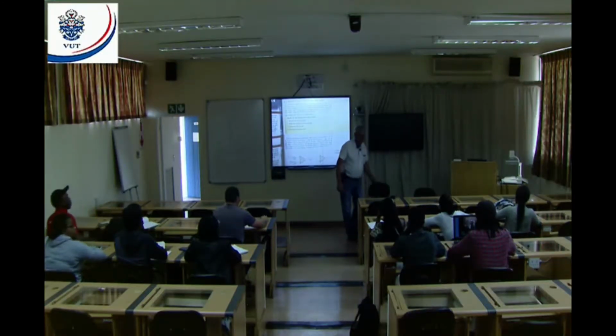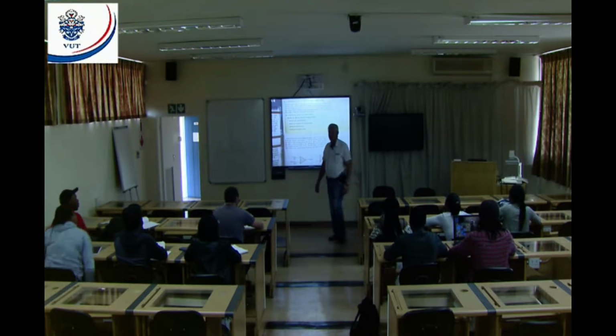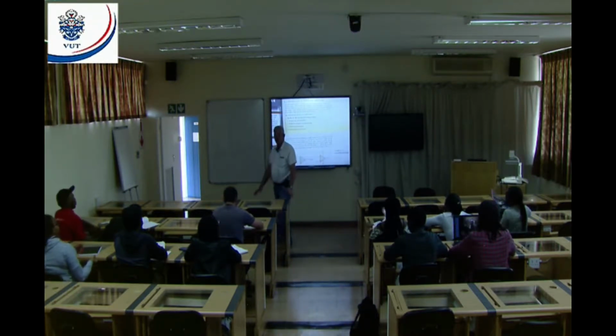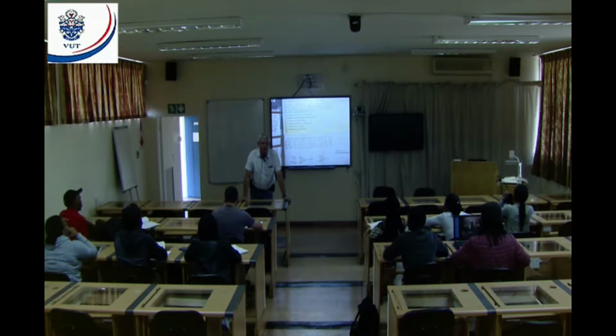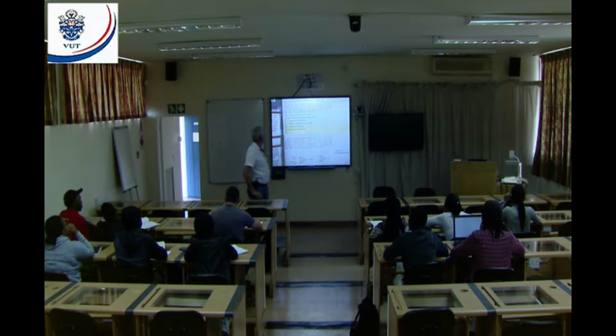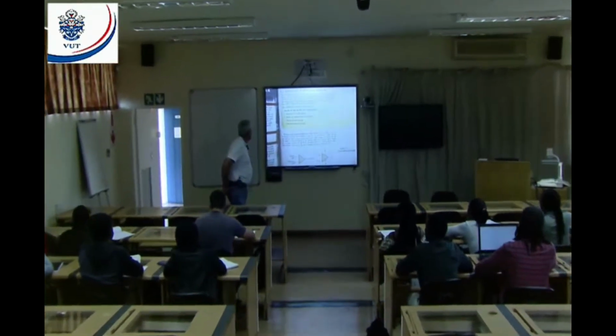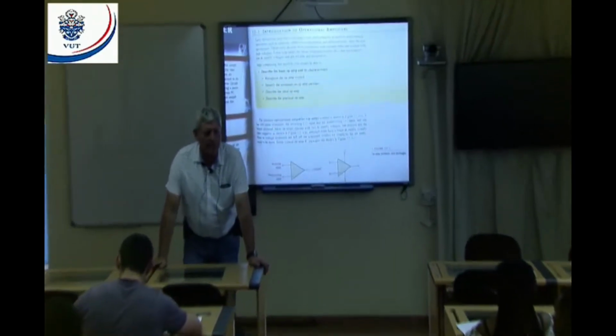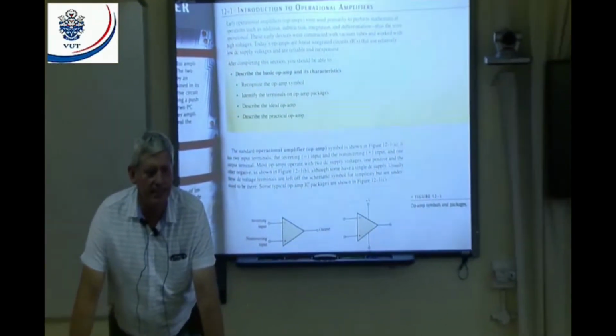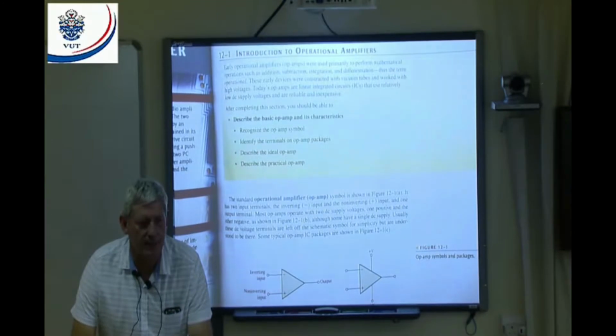Right, good afternoon. Today we're going to start with chapter 12. What do you need to do chapter 12? You need to do revision on 6.7, the differential amplifier you did in Electronics 2. But today we're going to start with the op-amp, and that is chapter 12, the introduction to the operational amplifier. You're going to talk about the operational amplifier, all the characteristics. All right, that's the first lesson.